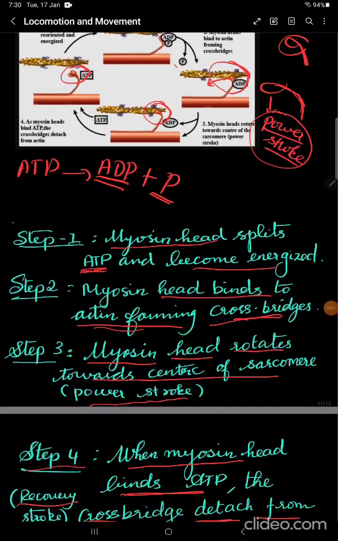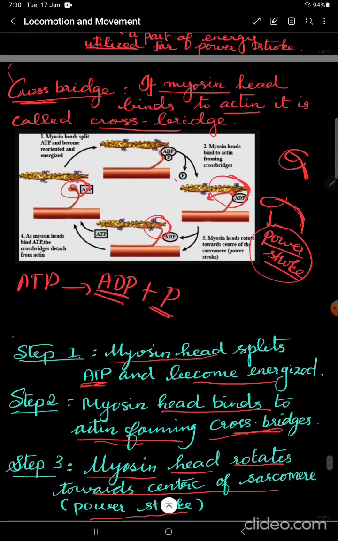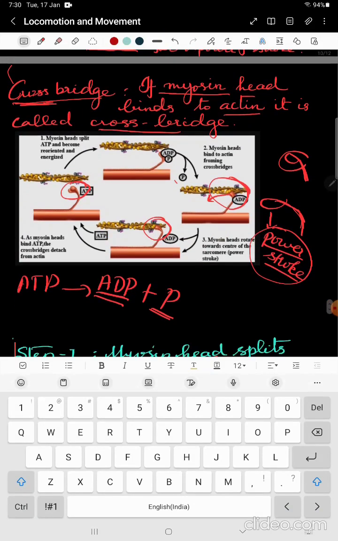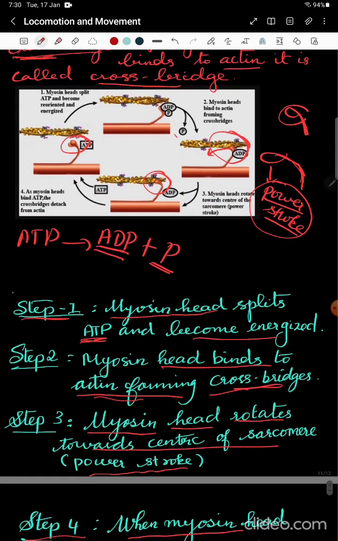Now we can move on to the steps that are involved in the mechanism of muscle contraction. I have already explained what is meant by cross bridge and what is meant by power stroke. These two things are going to play an important role in the mechanism of muscle contraction. So, what is happening in the first step?